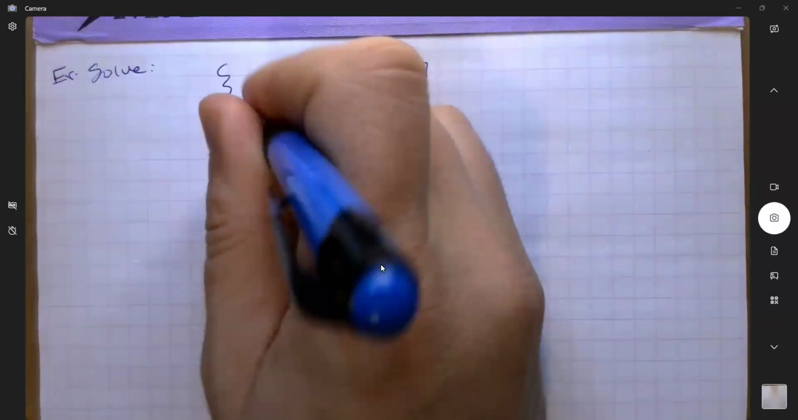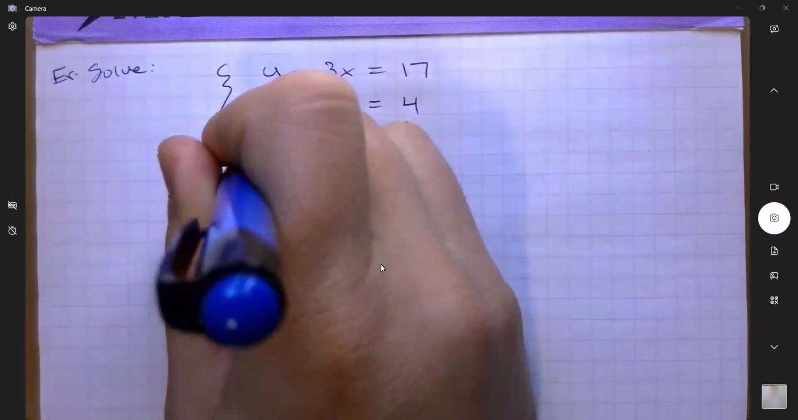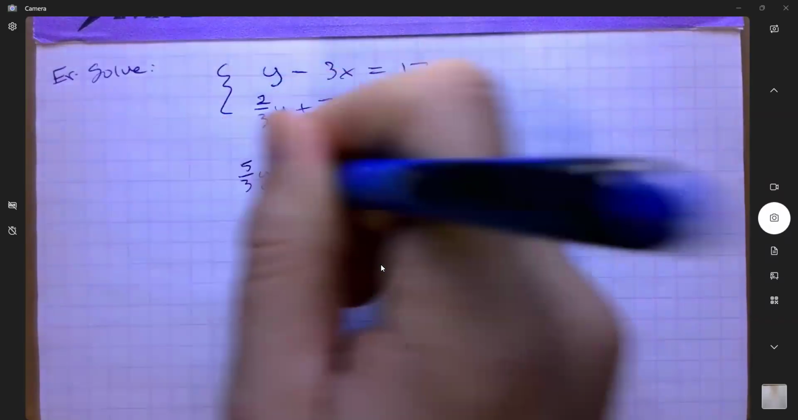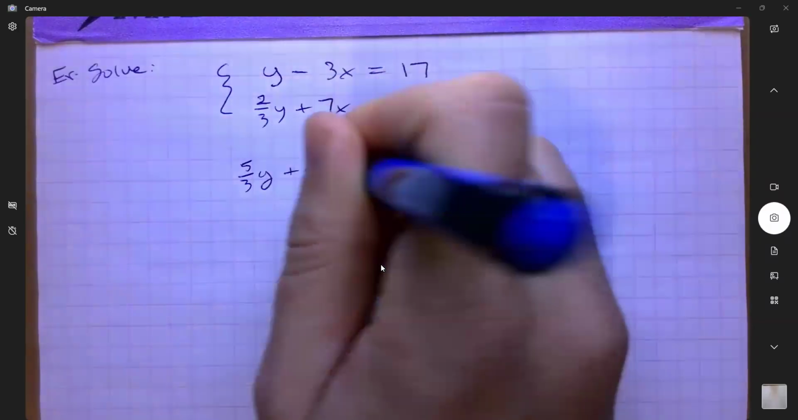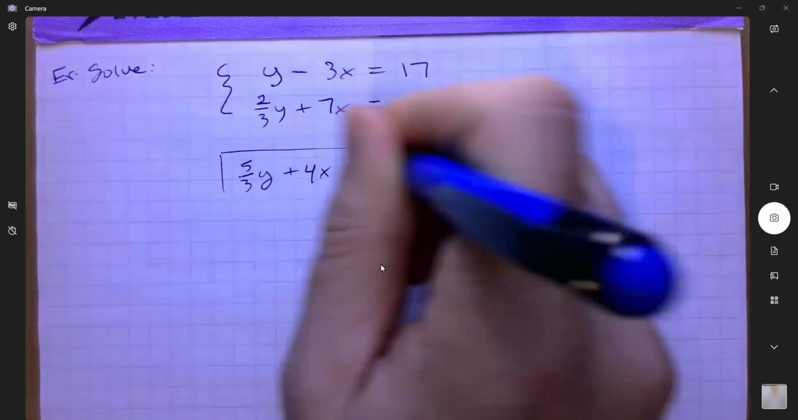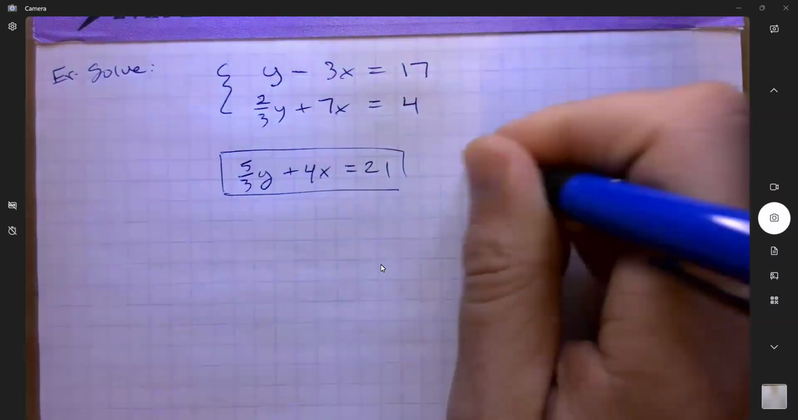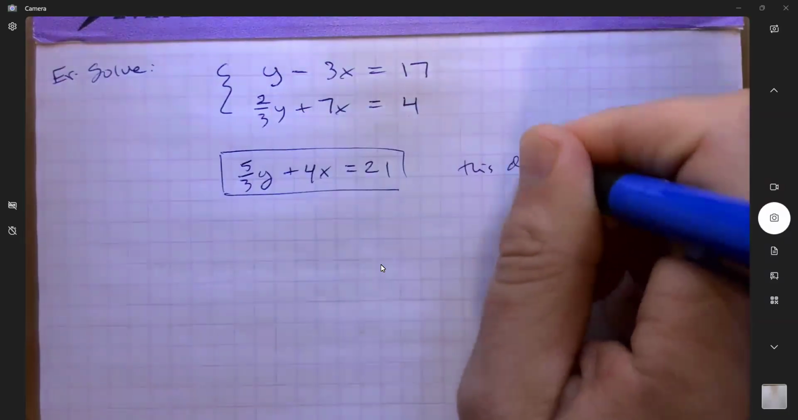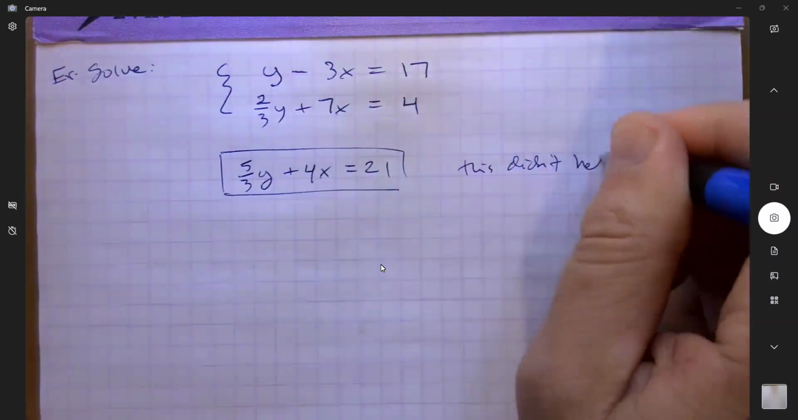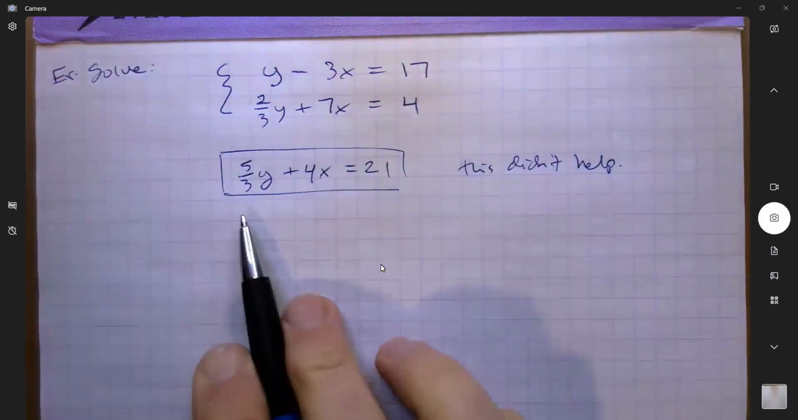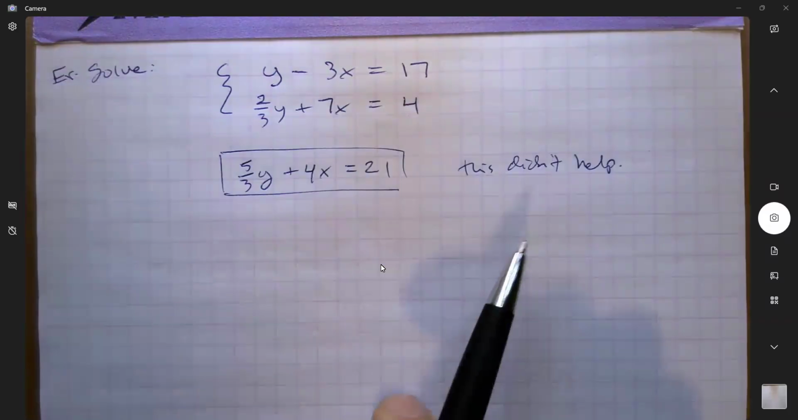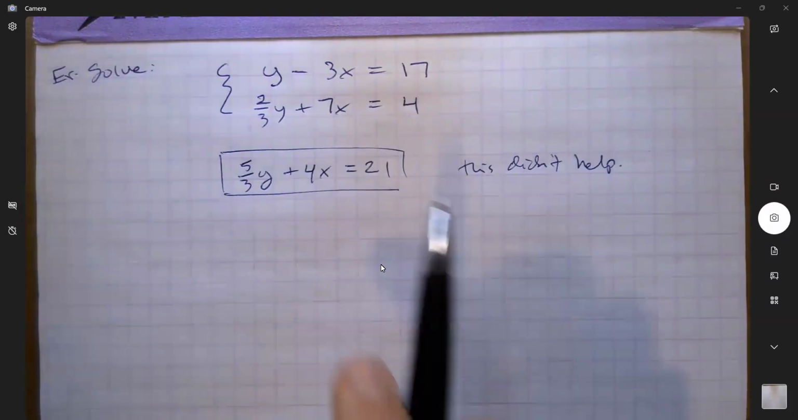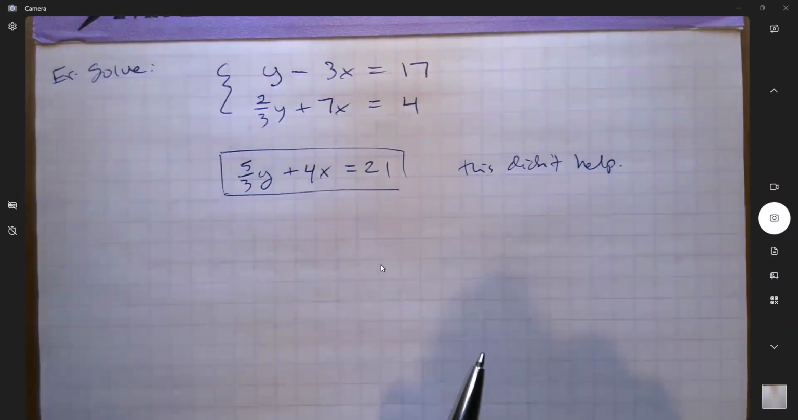Let's add them together. I'm going to get y plus 2/3 y, that's 5/3 y. And then minus 3x plus 7x is 4x. And I get a brand new equation, but it still has two variables in it. This didn't help. That's like trying to mix your cake ingredients with your frosting spatula. It's just not the right tool for the job.